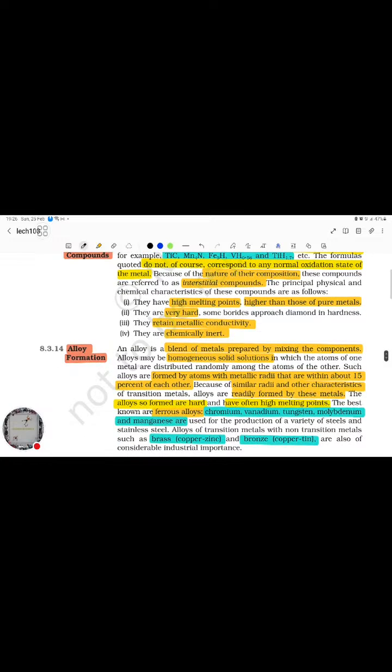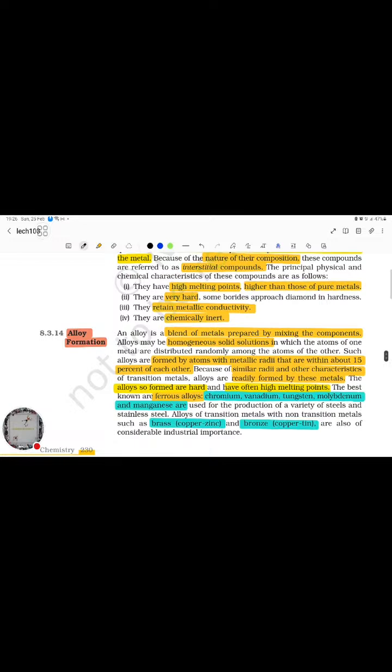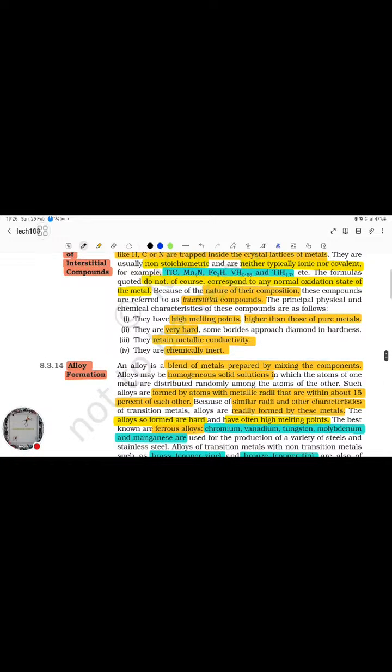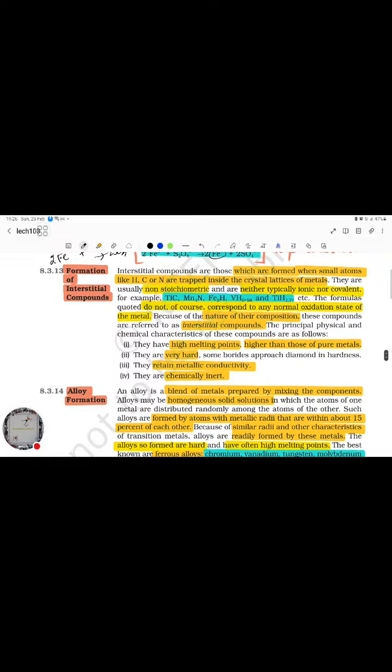The principal physical and chemical characteristics of these compounds are as follows. So we will talk about the physical and chemical properties of these compounds. First things first, they have high melting points. So interstitial compounds will have high melting points. So in the questions, there is a chance they may ask: state the properties of interstitial compounds. First things first, we'll have to describe what an interstitial compound is. Basically these are non-stoichiometric compounds, neither typically ionic nor covalent, which are formed when small atoms like hydrogen, carbon or nitrogen are trapped inside the crystal lattices.